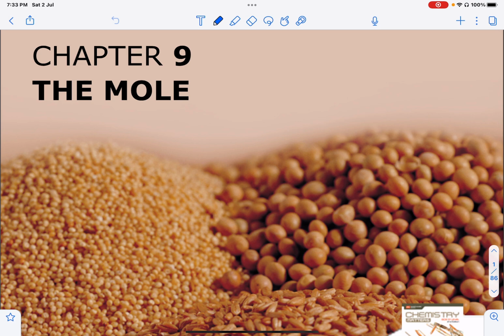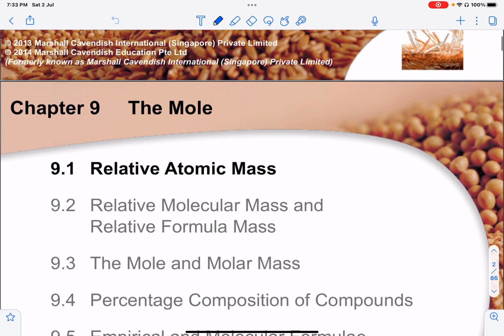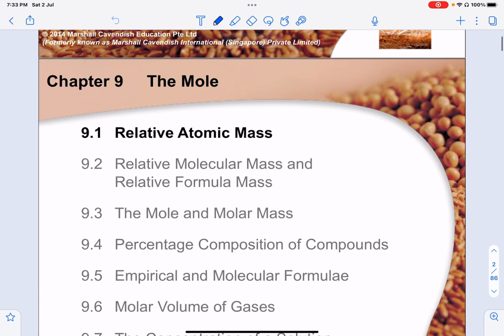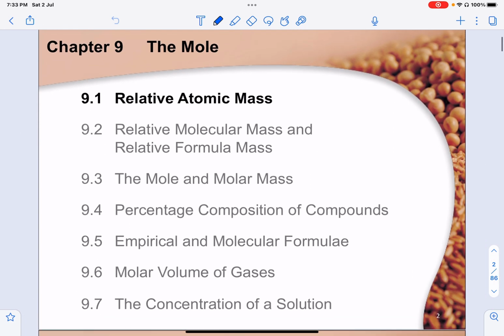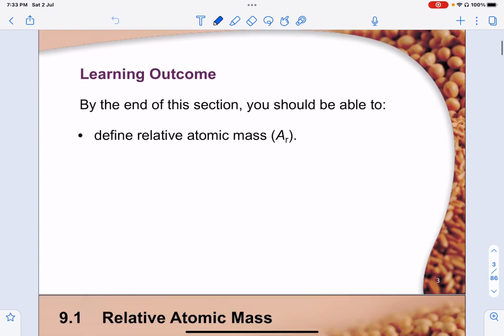Okay, today we'll be talking about the mole concept, and what you need to understand for the mole is these few things. Number one, what is the definition of relative atomic mass and molecular mass? How to calculate Mr? How to calculate number of moles? Percentage purity? Empirical formula? Molar volume, and at the same time, concentration.